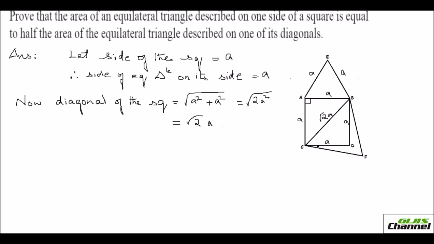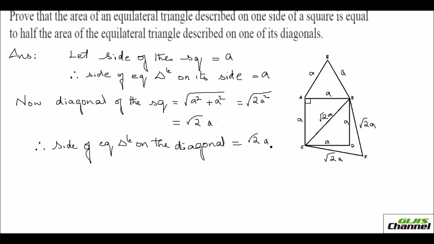If the diagonal is root 2a, the side of this equilateral triangle is going to be root 2a, right? And this is root 2a. Got it? So therefore, the side of the equilateral triangle on the diagonal is equal to root 2a. Okay, we got all the information needed.